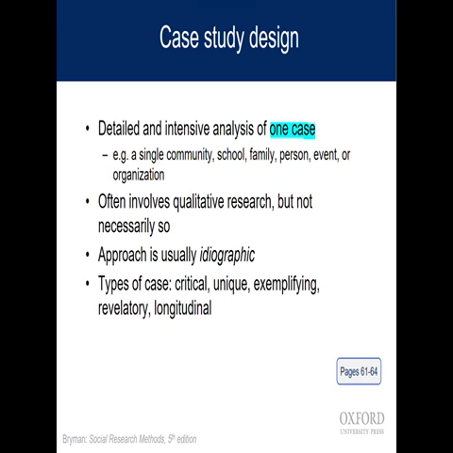You want to get rich, deep information about this one person, because you think that by that intense approach, you're really going to be able to learn a lot. So it doesn't have to be one person. It could be one, as we see here in the examples, of one community, one school, one family, one organization. But it's just one. You're not comparing.